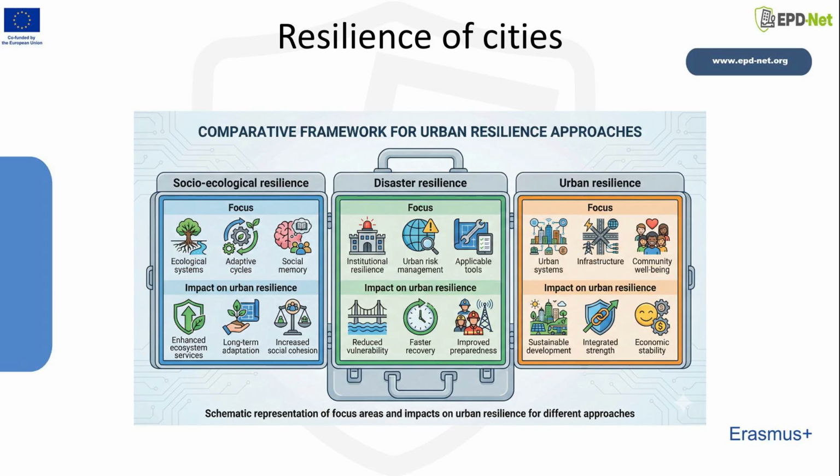UN Habitat views resilience not only as post-disaster recovery, but also as the city's ability to adapt and transform in response to future uncertainties. It addresses urban resilience as institutional, economic, social and environmental resilience using tools such as the City Resilience Profiling and Assessment Tool, CRPAT, developed to assess the vulnerabilities of cities. It presents a city's resilience as a multi-layered planning paradigm based on inclusive, adaptable, flexible and preventive principles.